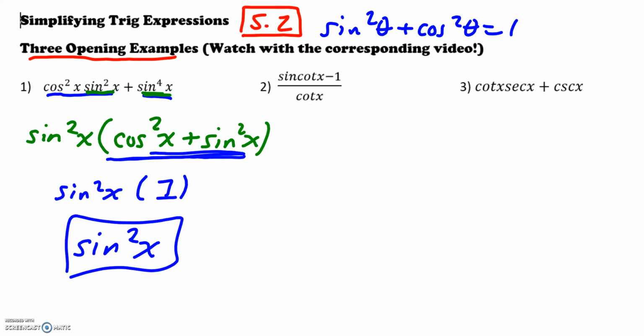The second example, I'm going to ask myself similar questions. I'm going to first ask, can I treat number 2 like number 1? Can I take out a greatest common factor in the top? Well, sine and cotangent in one term, 1 in another, no, I can't. Can I combine any like terms? No, these are unlike. Well, I do have a fraction, so I could get a common denominator if there were 2 fractions, but there's only 1.